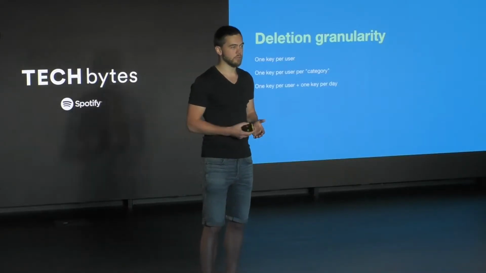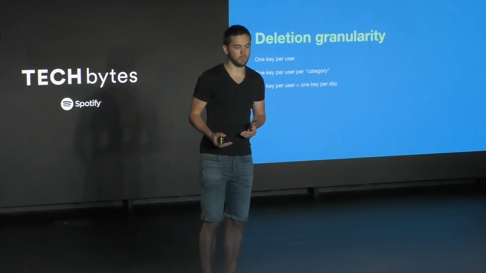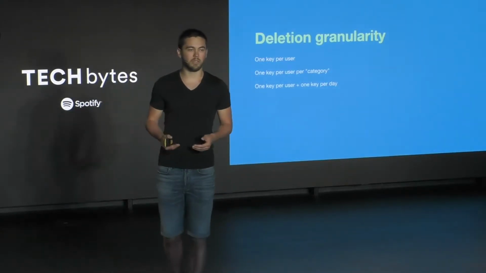And in the example I just gave, I said we would use one key per user. But of course, you can tweak this a little bit and you can define your own strategies, because the deletion granularity follows from how you organize your keys. So instead of having a single key per user, you could also define several categories, and then give each user a key for every category. And then you can delete at a granularity of per user per category. And in fact, if you go to Spotify's privacy page, you will see that we have defined several categories.